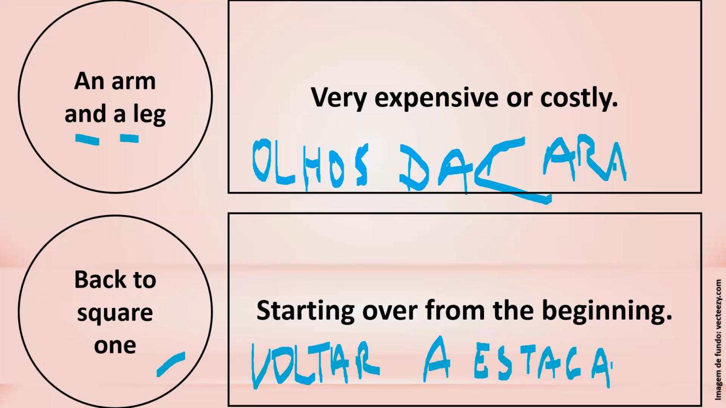Do you know estaca in English? I do not. Estaca zero. Estaca is point. A point on the map. Back to square one, starting all over again.